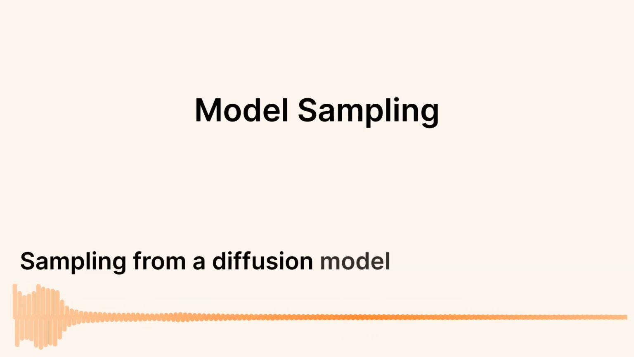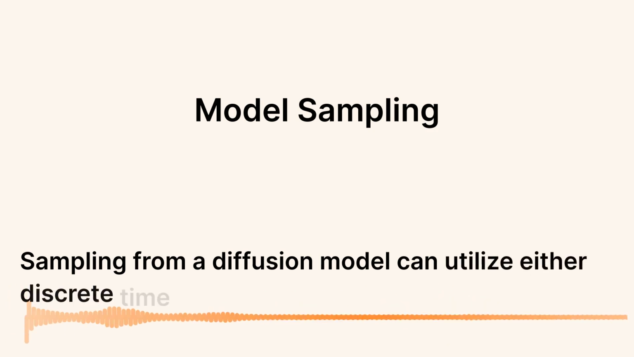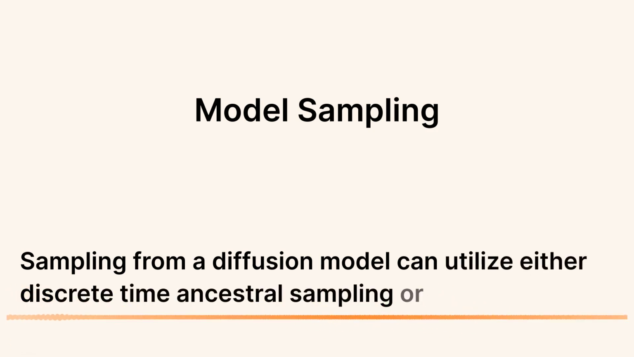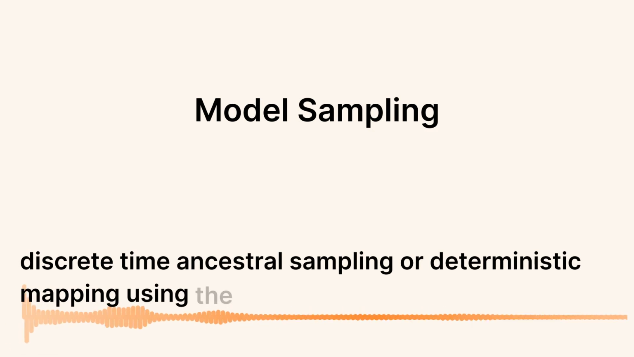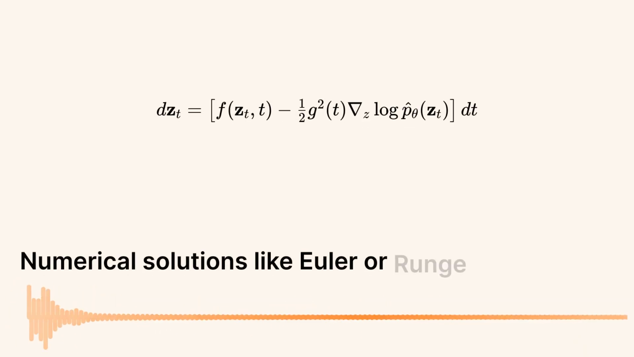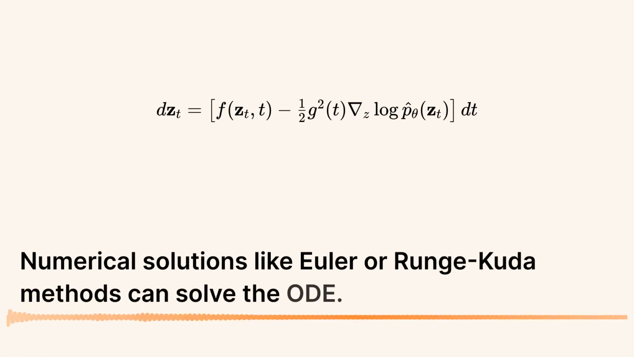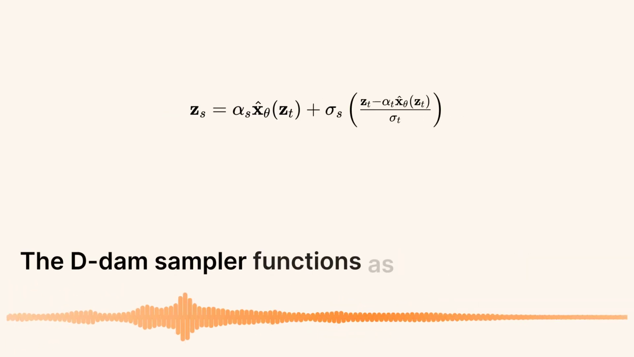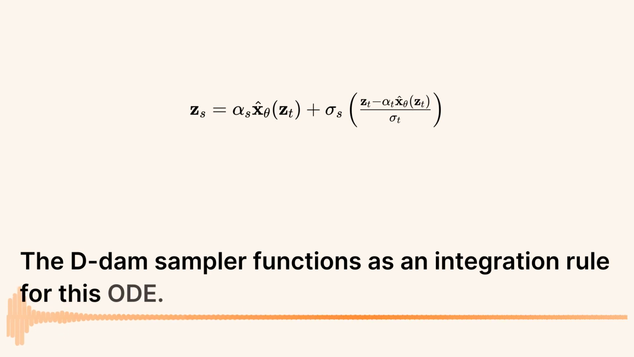Sampling from a diffusion model can utilize either discrete time ancestral sampling or deterministic mapping using the probability flow ODE. Numerical solutions like Euler or Runge-Kutta methods can solve the ODE. The DDIM sampler functions as an integration rule for this ODE.